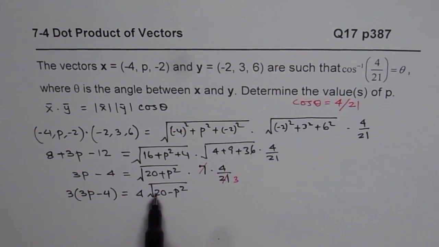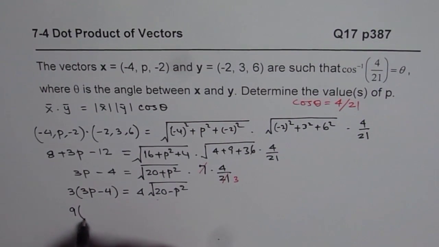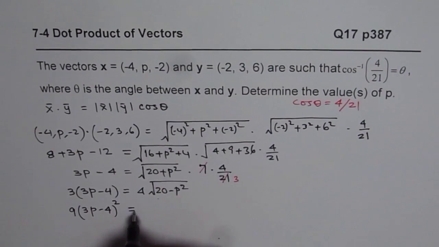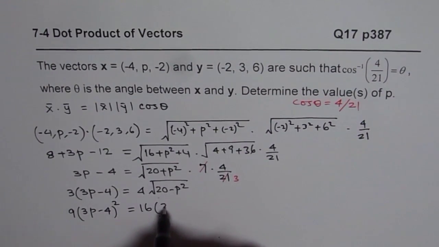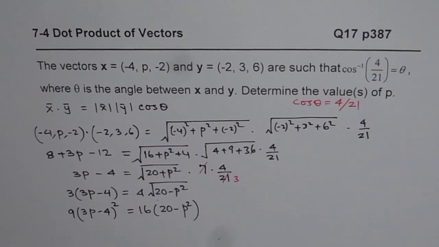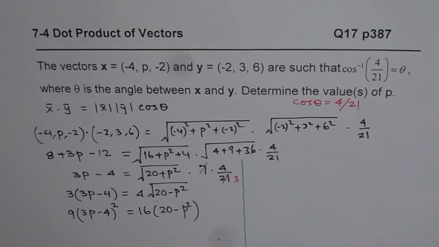So at this stage, let us square both sides. If you square both sides, you'll get 9 times (3p minus 4) whole square equals 16 times (20 plus p square). So that is the equation which you get, right? Now you can pause the video, solve hereafter, and then check with your answer, okay? Now let's do this solution further.